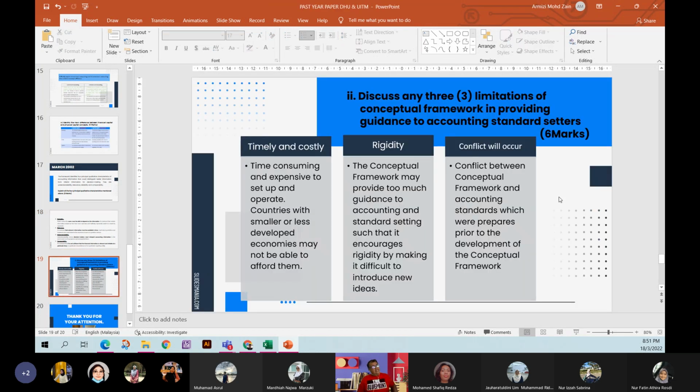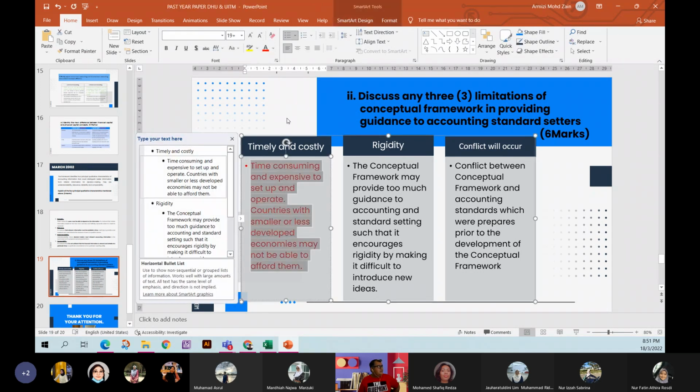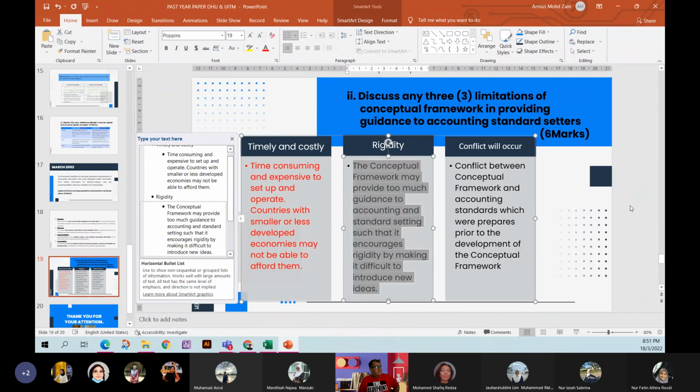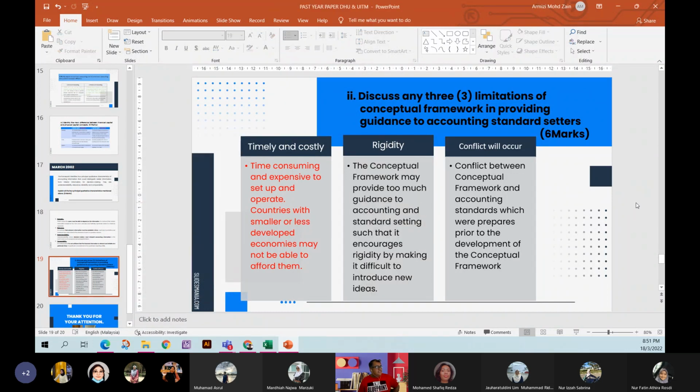Okay. Discuss any 3 limitations of conceptual framework. Okay, timely, costly, rigidly, conflict will occur. Time consuming and expensive to set up and operate. Countries with smaller or less developed economy may not be able to afford them. Ni pun tak boleh bagi markah penuh. Mungkin ada 3 poin je atau 3 markah tu. Ni pula rigidity. Too much guideline in accounting may discourage new ideas.